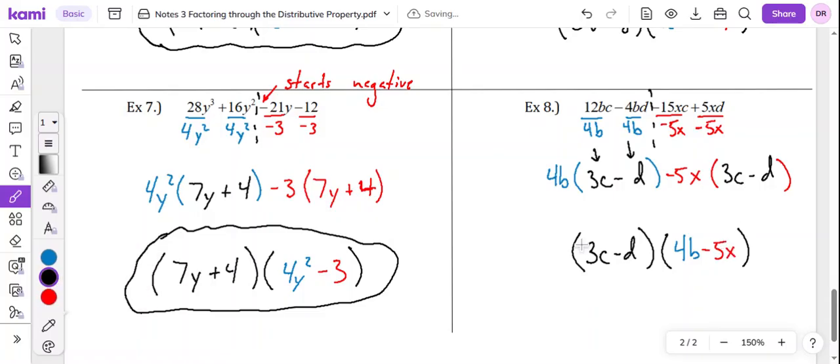And this strategy is the one that we will be using more next time. It allows us to factor many cases where we have just 3 terms. So we want to get a good foundation today.